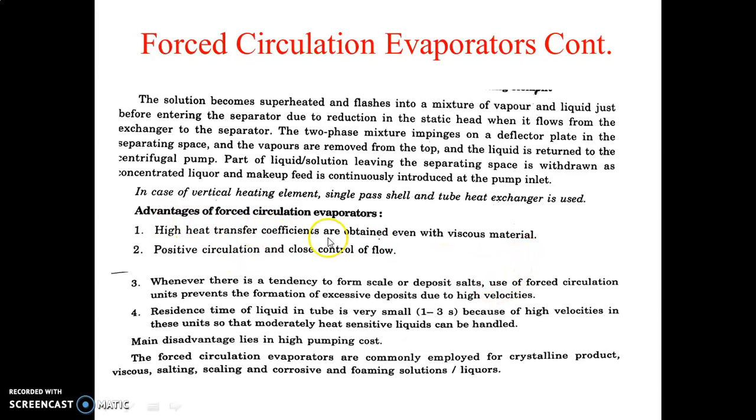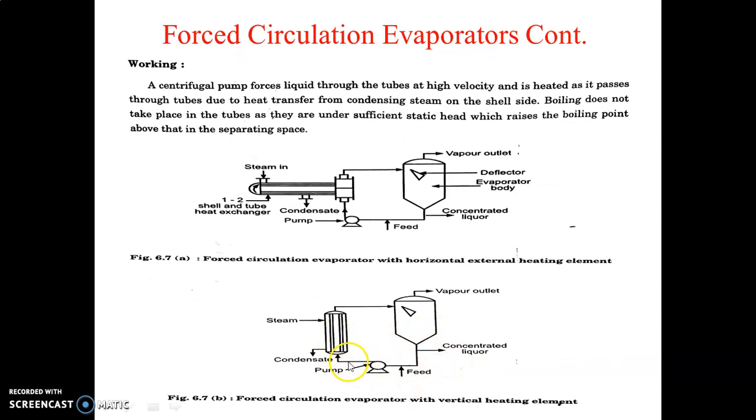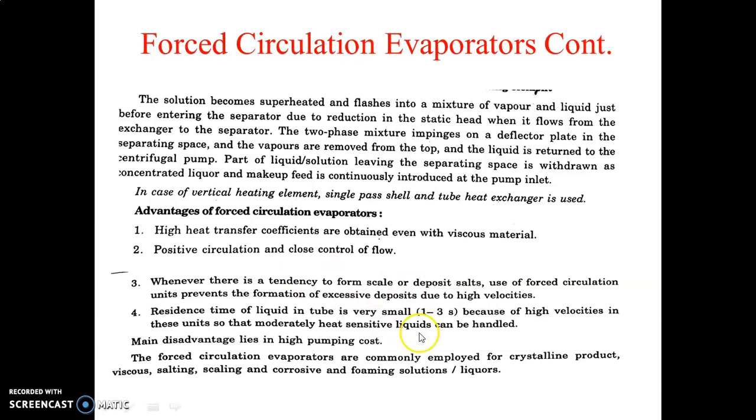So what are the advantages of the forced circulation evaporator? A high heat transfer coefficient is obtained. Then positive circulation and close control of the flow. That means there is no leakage and we can control the flow closely, according to your norms. Whenever there is a tendency to form scale or deposit salt, we can use the forced circulation evaporator to prevent excessive deposit due to the high velocity. So if you are dealing with salty or scale forming liquid, due to the higher velocity, the liquid containing salt does not deposit on these tubes. For that purpose also we can use this forced circulation evaporator.